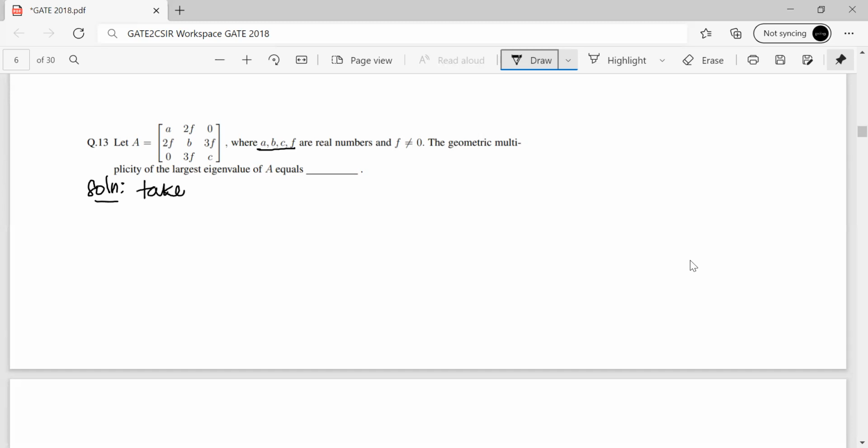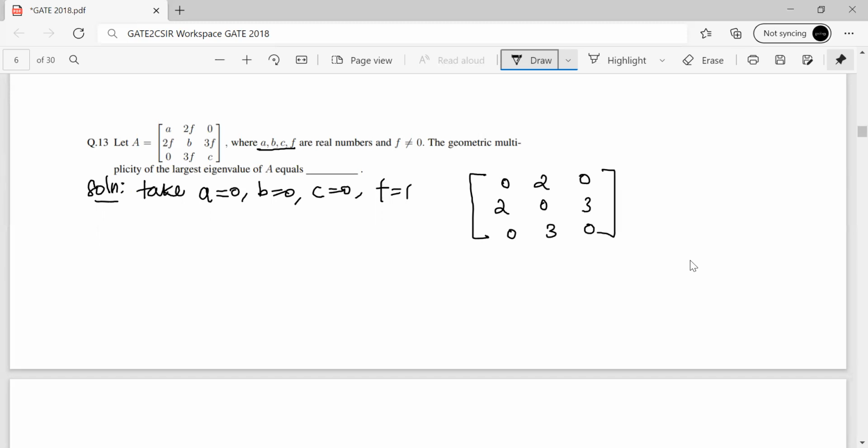Because it is saying that a, b, c are real numbers, I can take any, so I'll take the easiest one. So a equal to 0, b equal to 0, and even take c equal to 0. And since f can't be 0, take f equal to 1. Okay. So we get a nice matrix which is 0, 2, 0, and 2, 0, 3, and 0, 3, 0. Now we can find out the eigenvalues of this matrix. In case you want to find the eigenvalues of this matrix, you just need to write down the characteristic polynomial, and that gives the result.